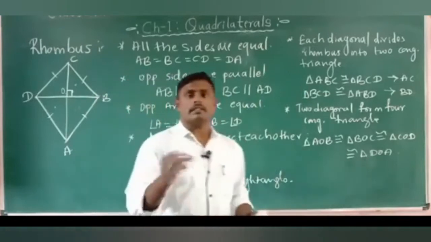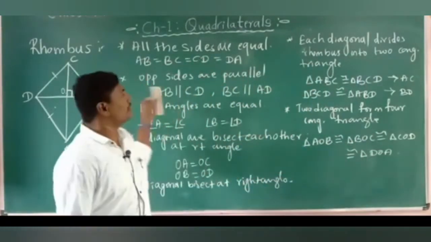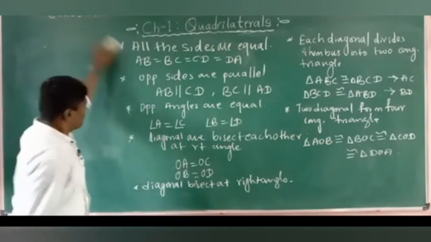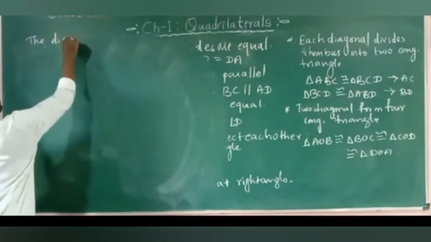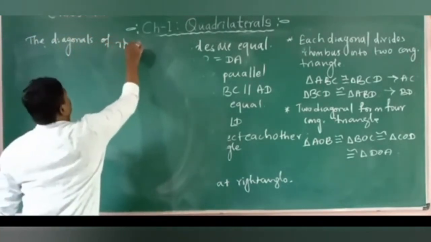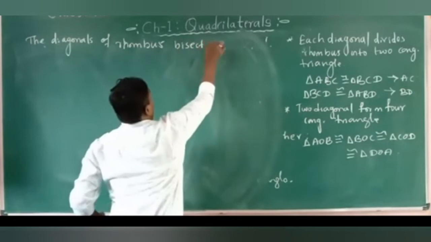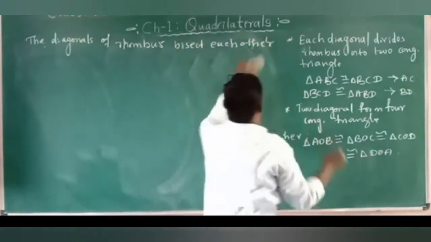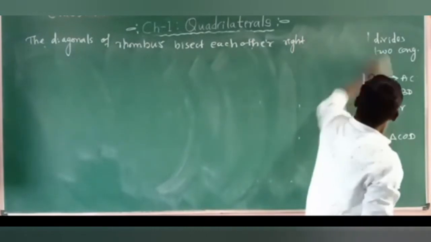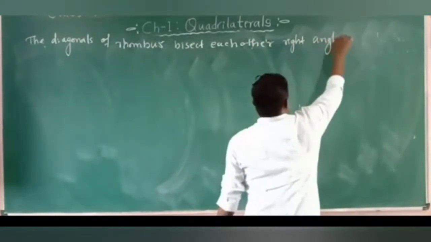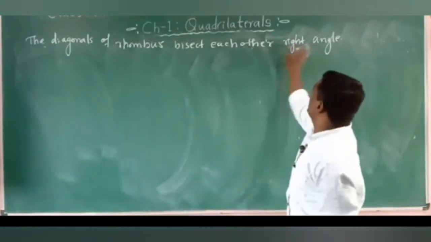Okay, next we will discuss some theorems which are based on the properties. In that, the first one: the diagonals of the rhombus bisect each other at right angle. Right angle means 90 degrees. So this is the statement of the theorem, right? The diagonals of the rhombus bisect each other at right angle.